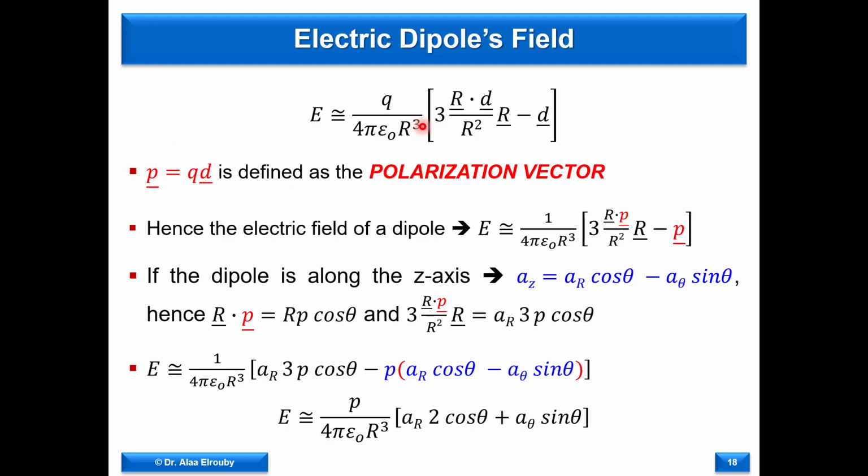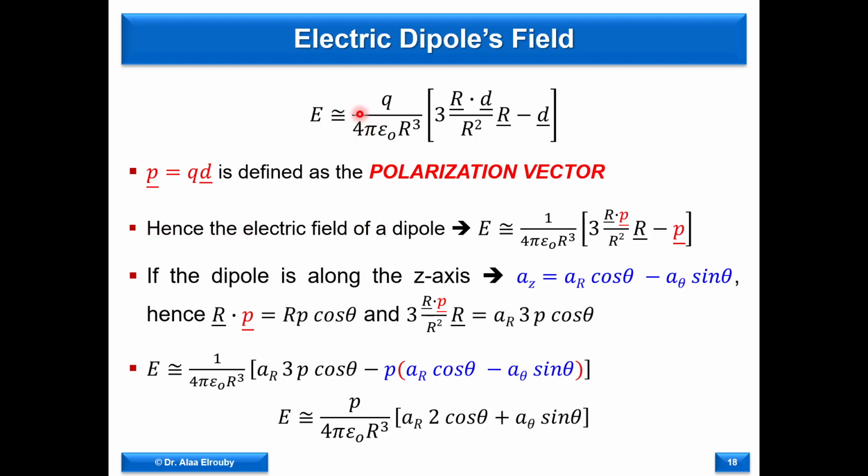This vector here, q multiplied by d, is called the polarization vector. Q is the charge of the dipole. One point charge is q, the second point charge is minus q. So q is the dipole charge. D is the separation between the two charges. Its direction is from the negative charge to the positive charge. So this is D, the polarization vector.